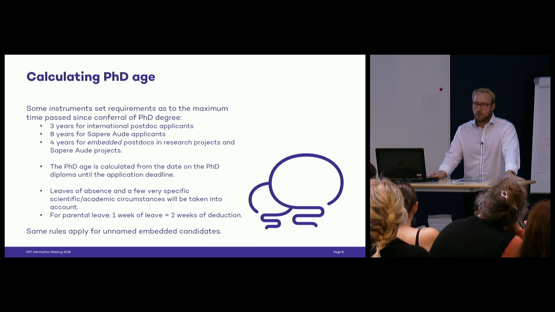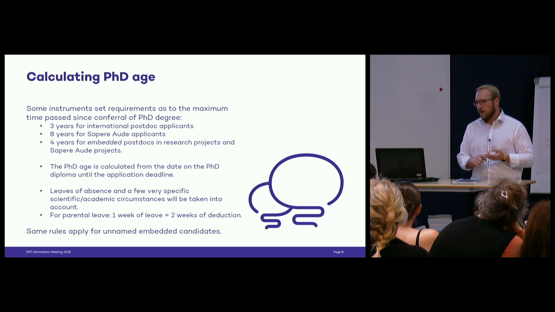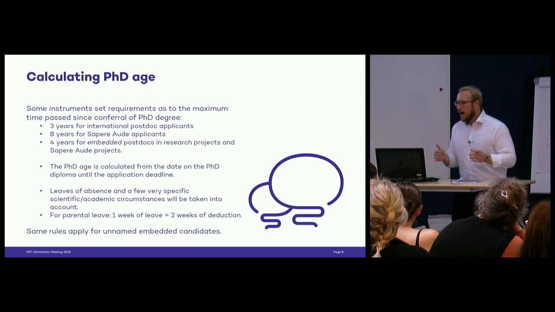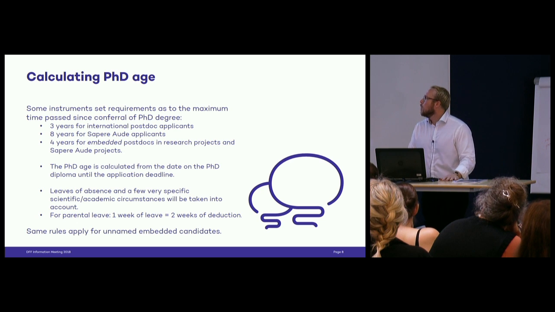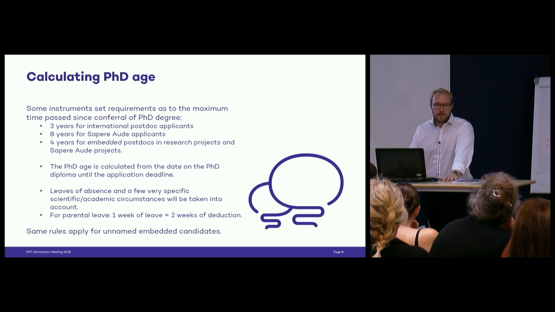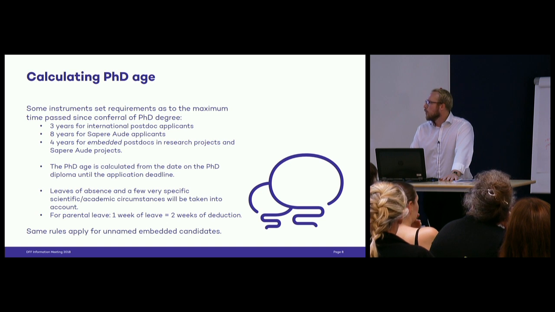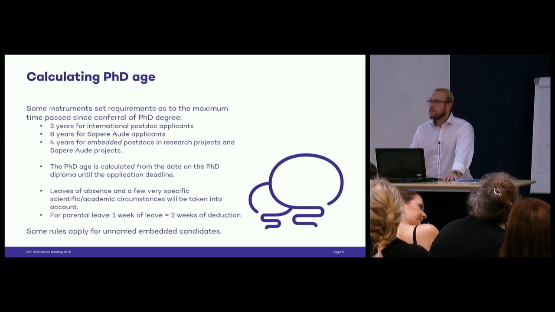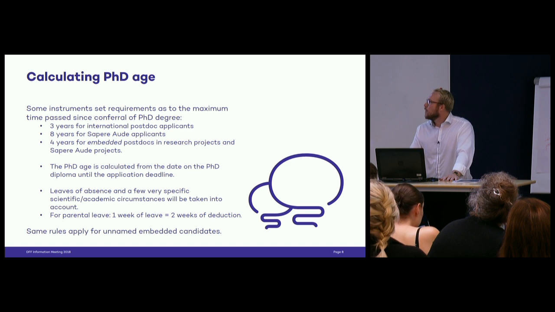However, for embedded postdocs, and by embedded we mean if you have a CEPA-AUDE or Research Project 1 or Research Project 2 application, and it includes a postdoc, the PhD age can be up to 4 years. However, we do take into account certain leaves of absence. This mainly refers to parental leave, where if you've had 1 week of leave, you can deduct 2 weeks from your PhD age.